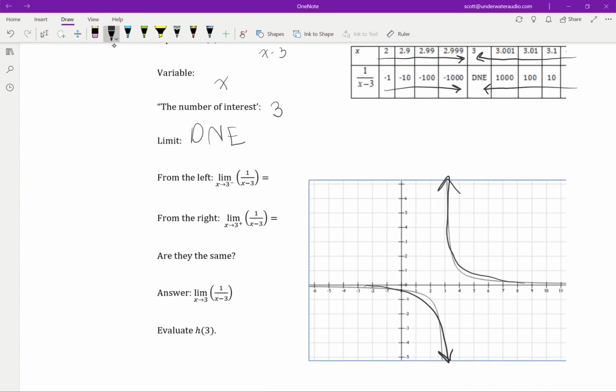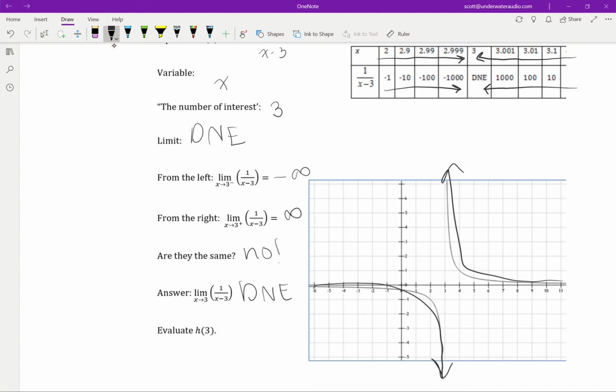So from the left, actually let's erase that. If I take the limit from the left, that's becoming closer and closer to negative infinity. It's like a straight line down. So I'll say negative infinity. And then from the right, it's getting bigger and bigger, so I'll say positive infinity. They are not the same. So the limit does not exist.